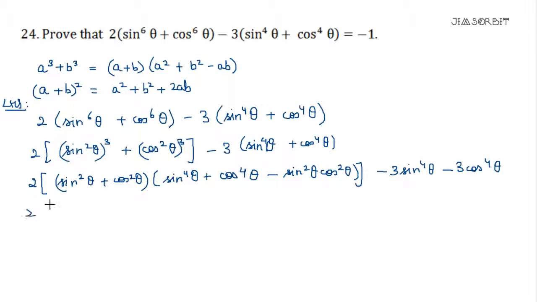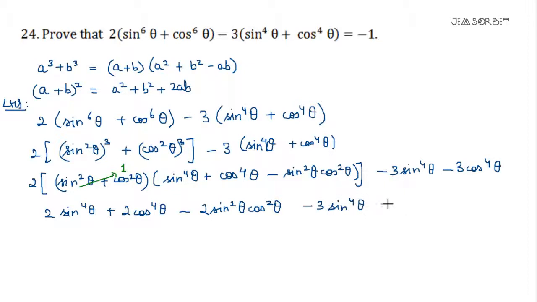So sine square plus cos square is what? 1. So this is 1. Now we are just multiplying 2 to the sine 4 theta, so I'm erasing this part and writing directly. This will be 2 into sine to the power 4 theta plus 2 into cos to the power 4 theta minus 2 multiplied by sine square theta cos square theta. And the rest of the part we just copy paste, nothing else. So we have reached this point.